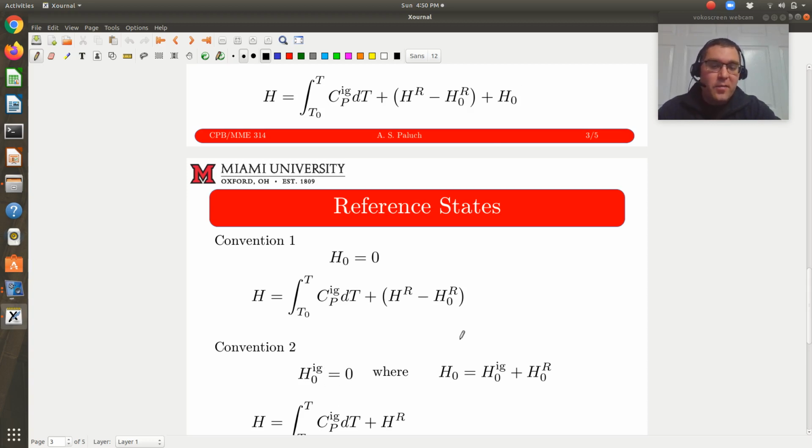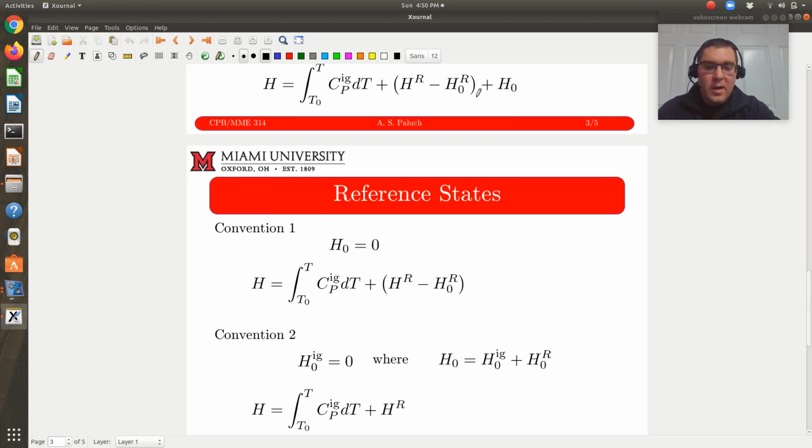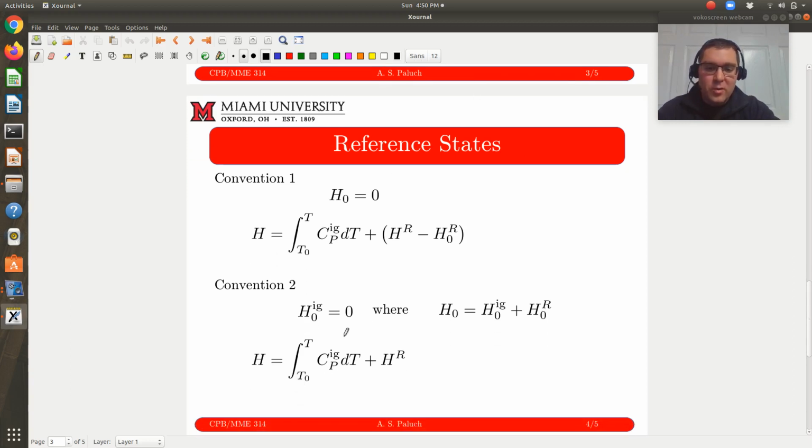And how that simplifies the equation is, well, h naught is equal to h naught ideal gas plus h naught r. So if h naught ideal gas is taken to be 0, then h naught is equal to h naught residual. So if I go up here and h naught is equal to h naught residual, this kills this term, and I'm just left with h equal to the integral from T naught to T of cp ideal gas dT plus hr, where in general these residual contributions I can calculate using my cubic equation of state.